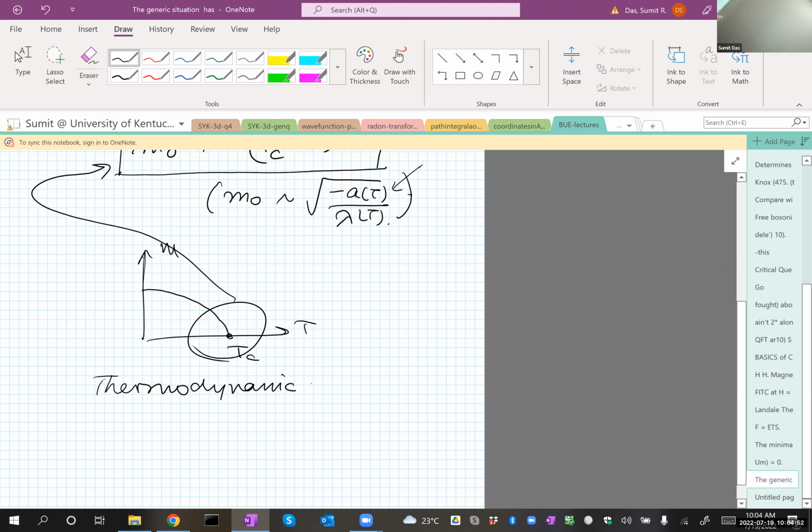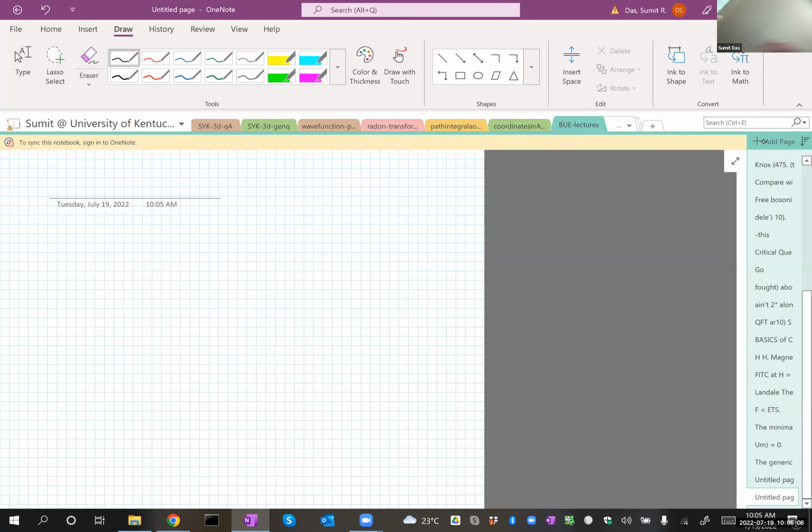So there are thermodynamic quantities that behave as some powers of T minus Tc as T approaches Tc. So this is the first important property of a critical point. Let me now come to the key property of a critical point, and this has got to do with correlations.